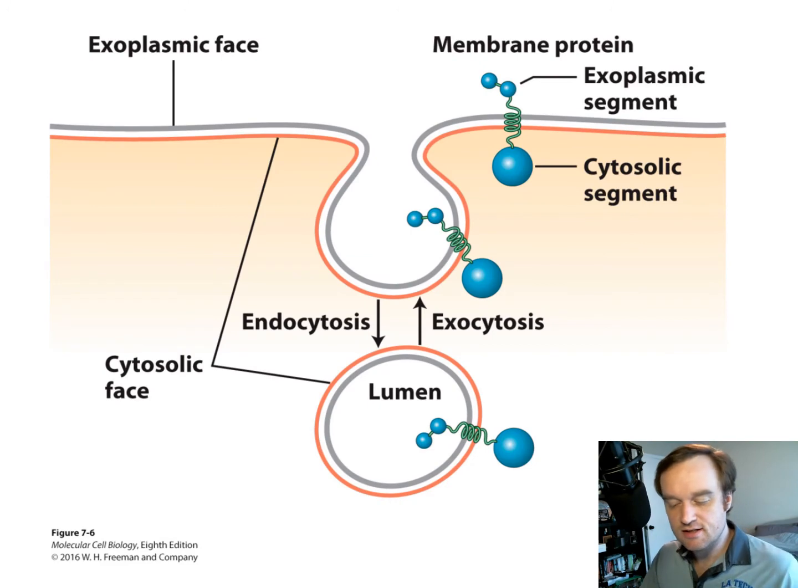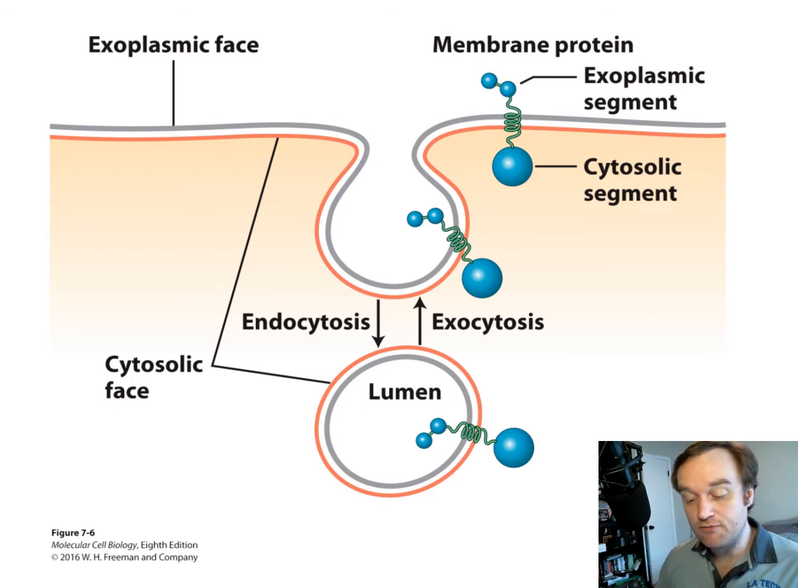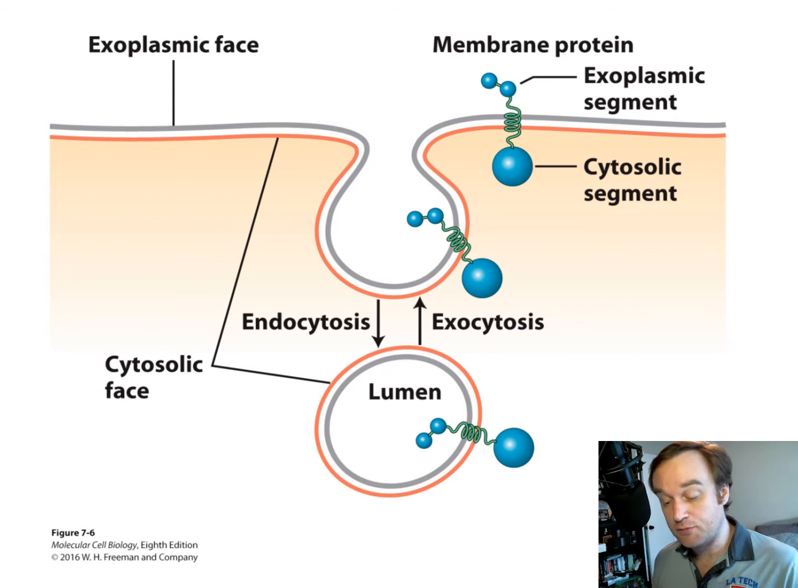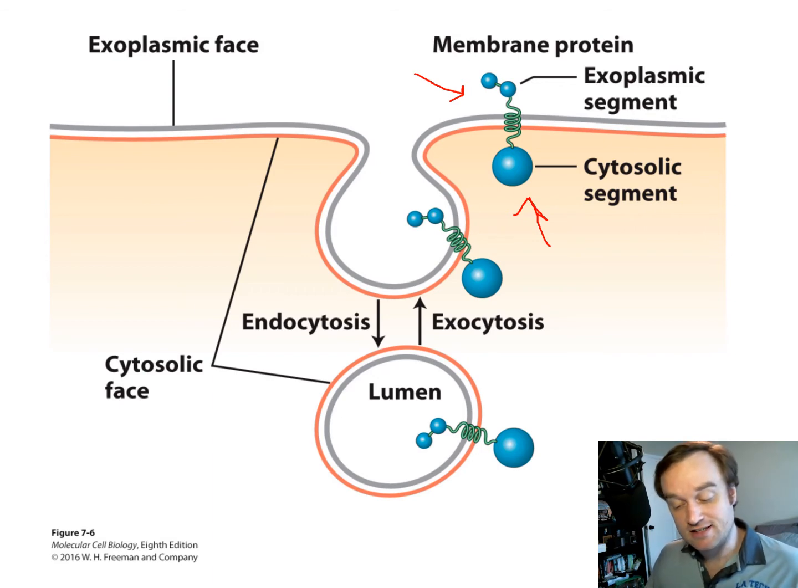So when these membranes do have events like budding, so during endocytosis or exocytosis, the faces of the membrane are preserved, right? So in our example here, we have this membrane protein that has an exoplasmic segment and then a cytosolic segment. And so this cytosolic segment always wants to be facing the cytosol, and then this exoplasmic segment always wants to be facing water, this aqueous external environment.